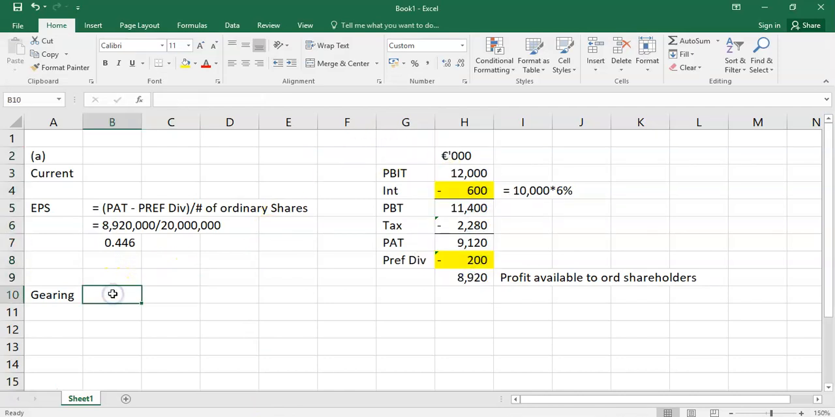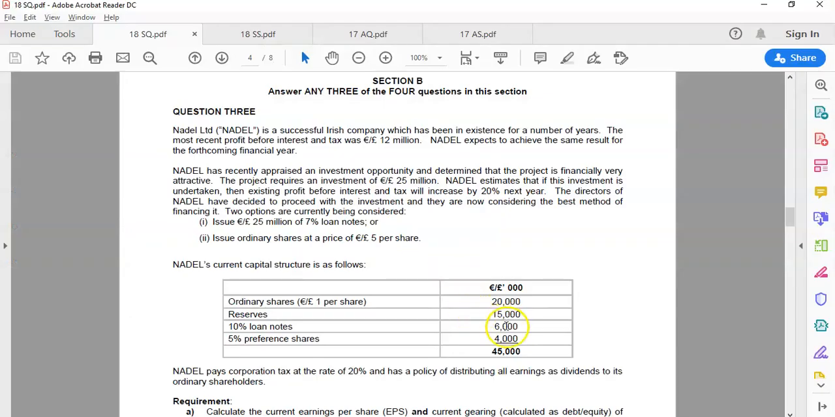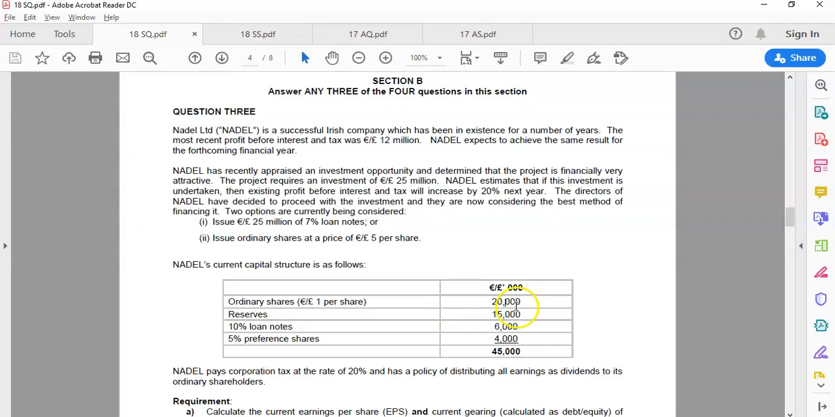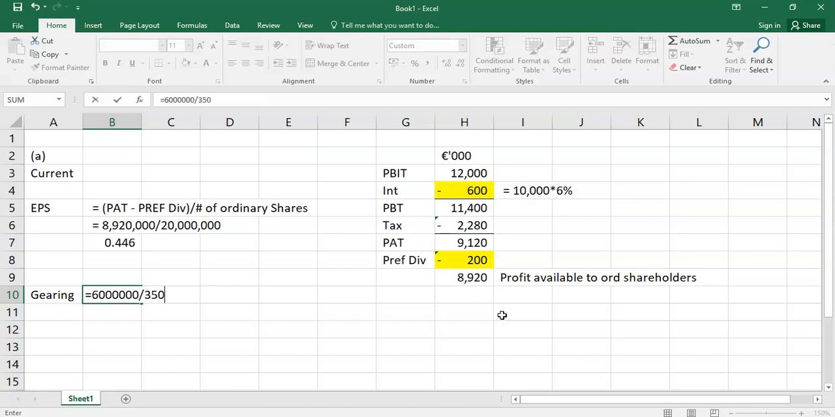Your gearing, we're told, is debt over equity. So in this case, your debt is 6 million divided by your equity, which is always ordinary shares plus reserves. Another word for reserves there is retained earnings, divided by 35 million. So there are different formulas given for gearing. Always use the one the examiner tells you. In this case, it will be a percentage.